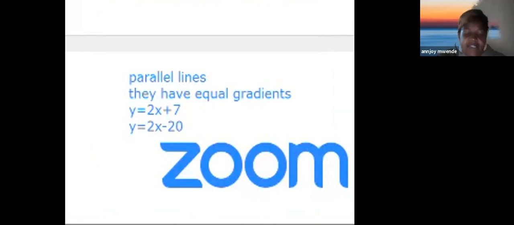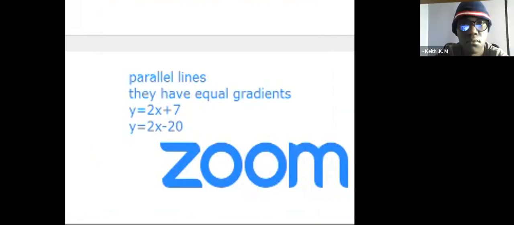Okay, let's continue. So you have y is equal to 2x minus 20 and y is equal to 2x plus 7. Those two lines have the same gradient, so they are parallel lines.